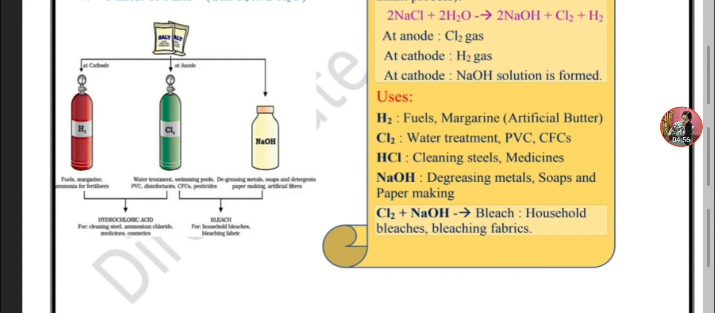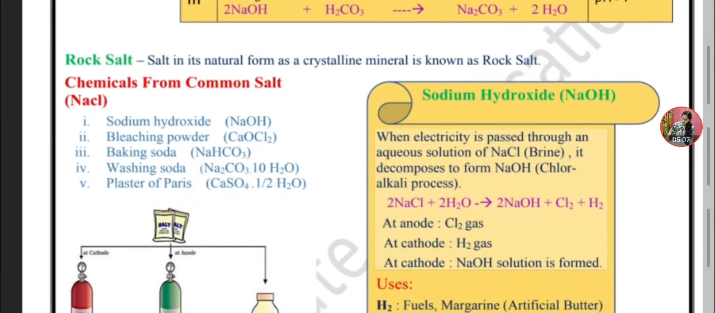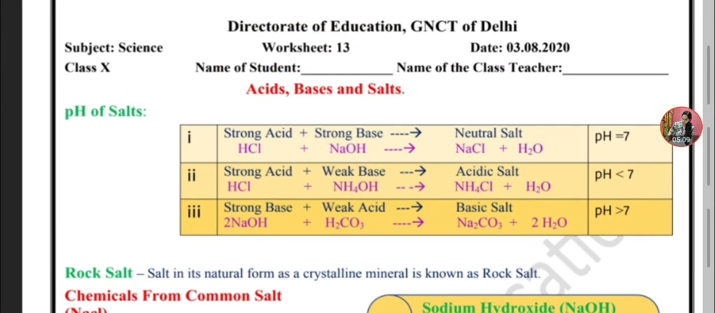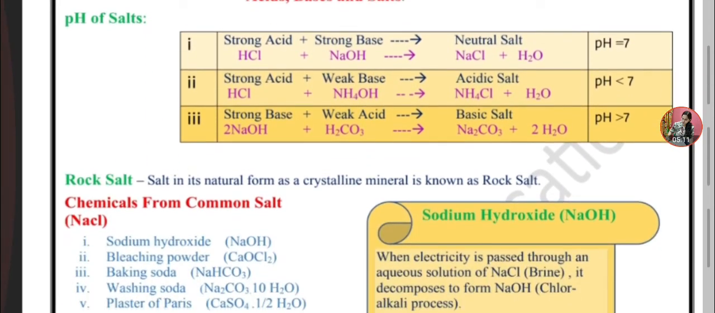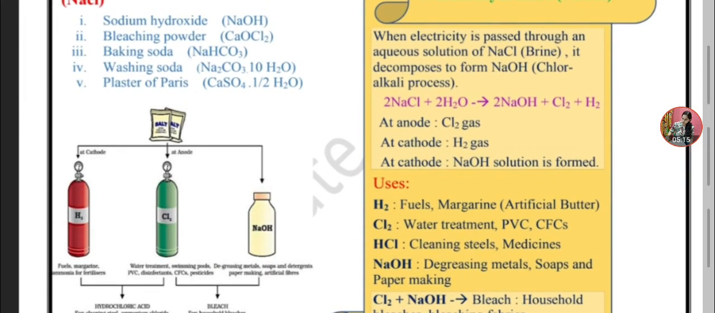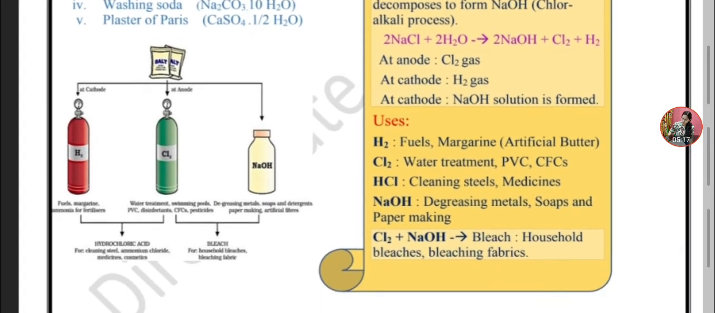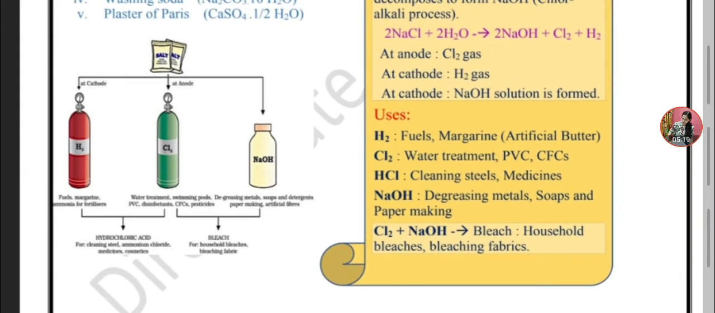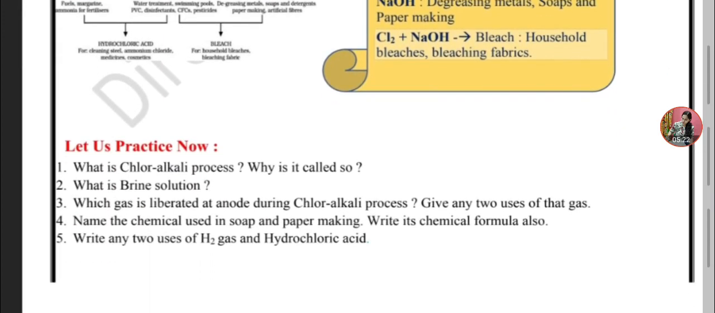The last one is our chlorine gas plus NaOH. It is called bleach, and you use bleach in household and fabric bleaching. Okay. I think by this worksheet you got information about the salts and their nature, and sodium hydroxide and its products, about brine, the chlor-alkali process and the uses of its products. Let's move on to the exercise.